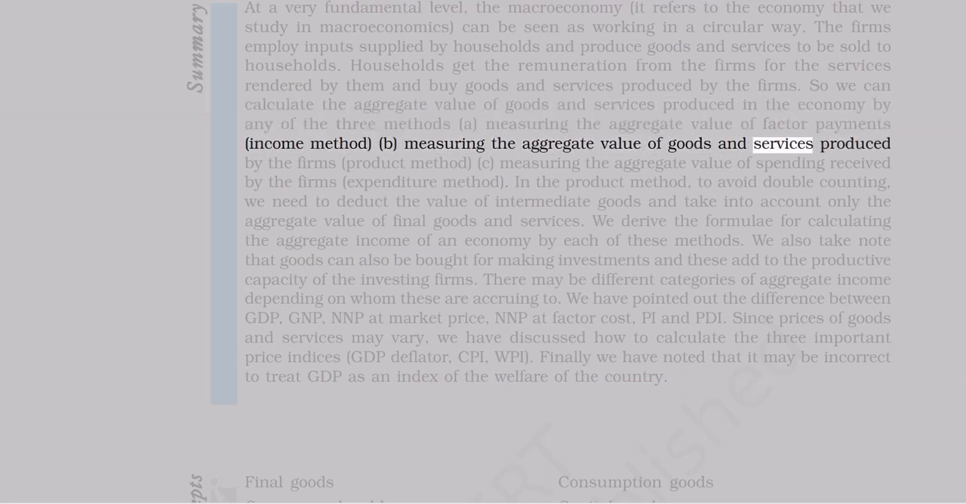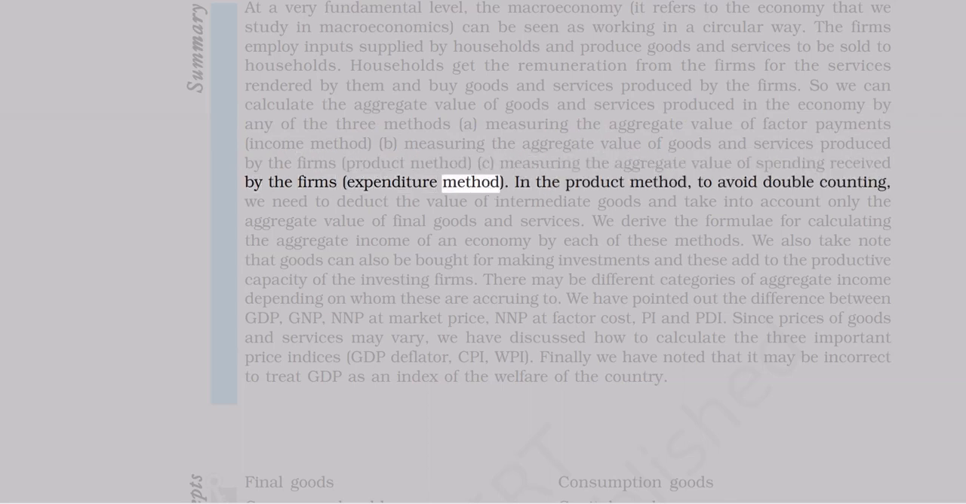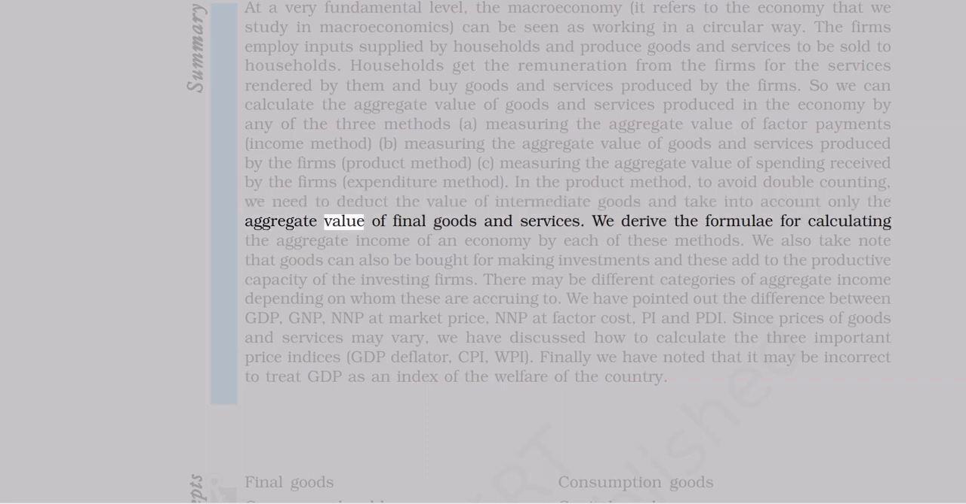B. Measuring the aggregate value of goods and services produced by the firms, product method; C. Measuring the aggregate value of spending received by the firms, expenditure method. In the product method, to avoid double counting, we need to deduct the value of intermediate goods and take into account only the aggregate value of final goods and services.